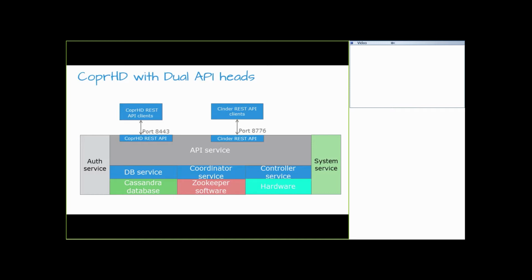Yeah. So in fact, the way it works is you go to CoprHD, you create a volume type, and within, you create a vPool. You come to Horizon, within a few seconds, the same volume type will appear. You don't need to do anything.